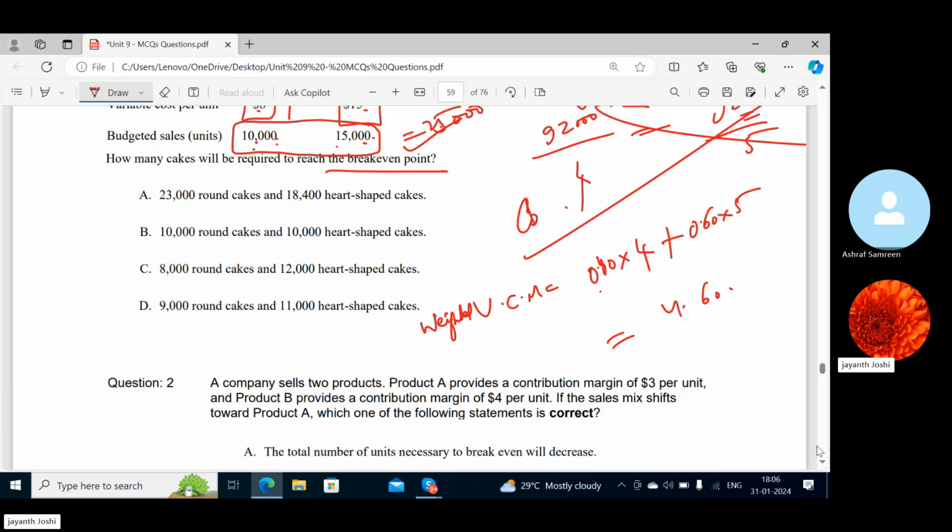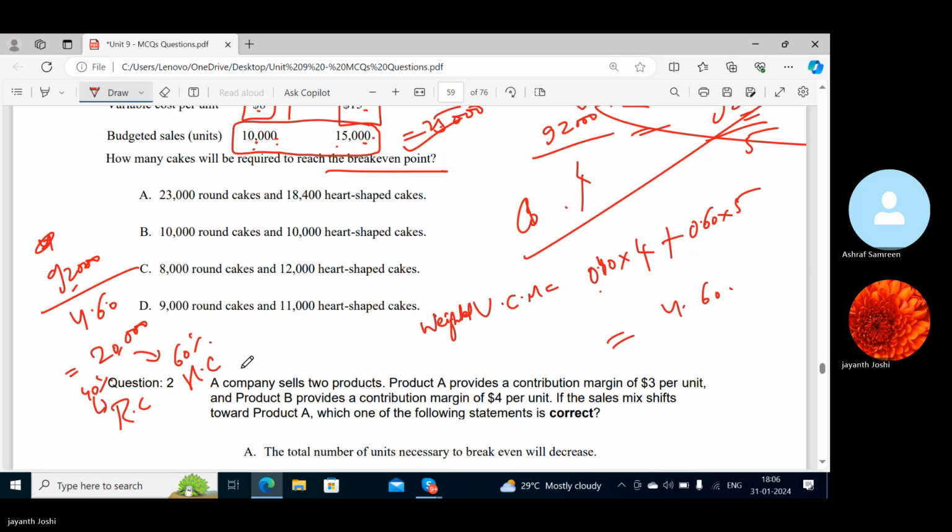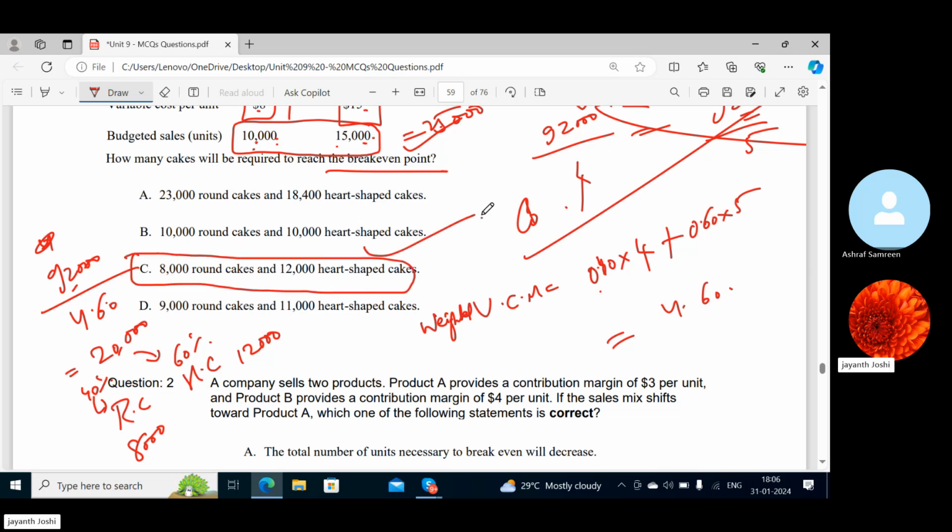Now we can get the break-even point. Break-even point is fixed cost by weighted average unit contribution margin. So tell me what's the break-even point? 20,000. So 40% goes for round cake and 60% goes for heart-shaped cake. So it is 8,000 and 12,000. Can I say this is the answer? Yes, right? Just note it down.